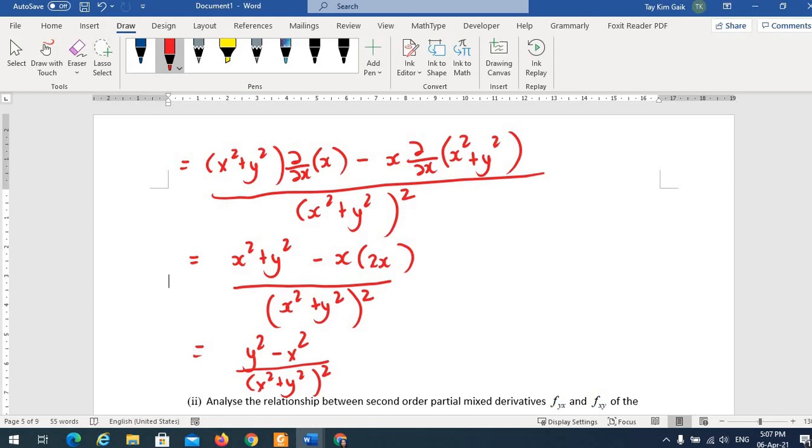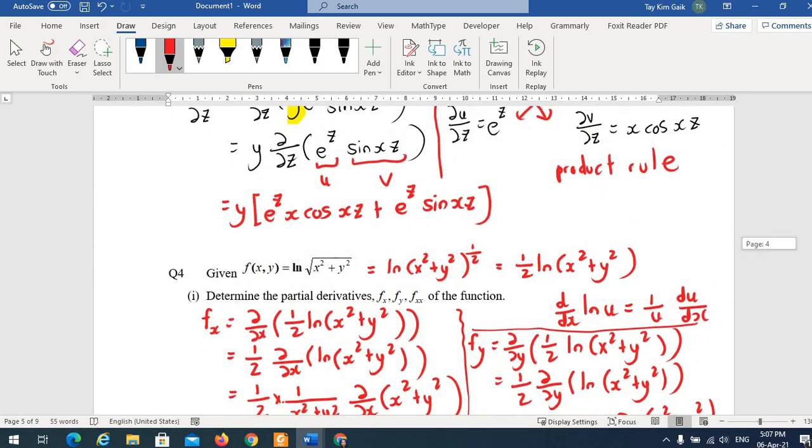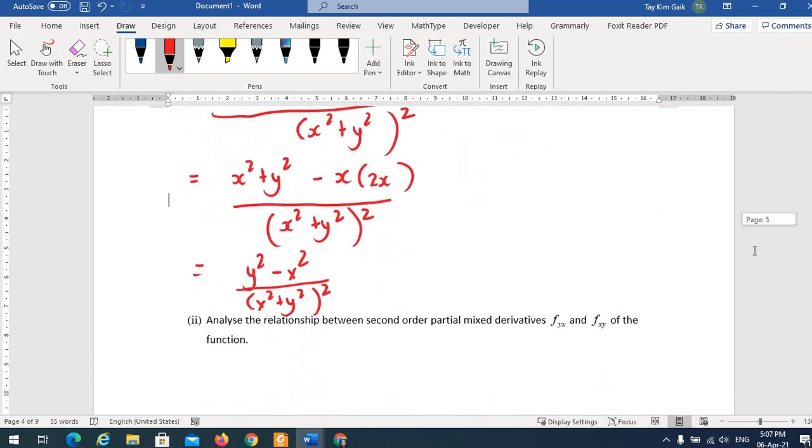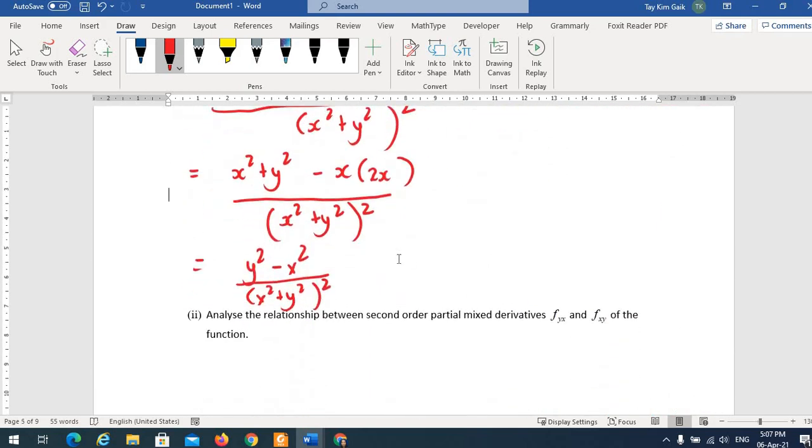So this is question 3, part 1. Question 4, determine the partial derivatives fx, fy, fxx. Okay, part 2, analyze the relationship between the second order partial mixed derivatives fyx and fxy.